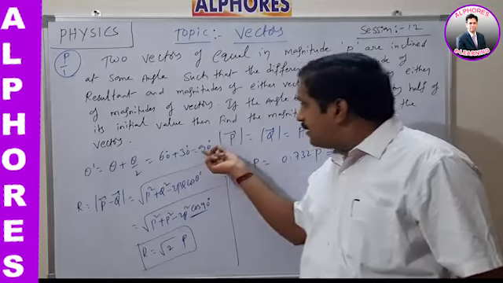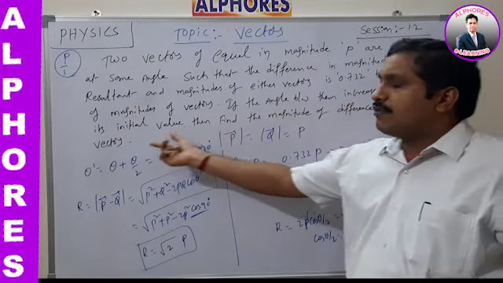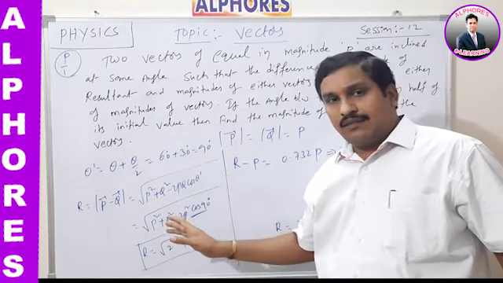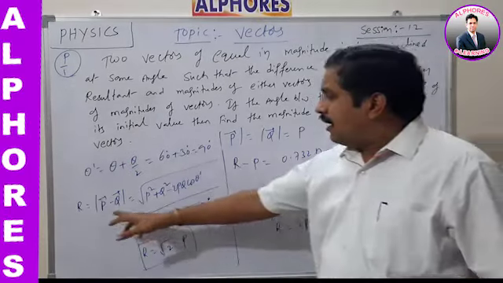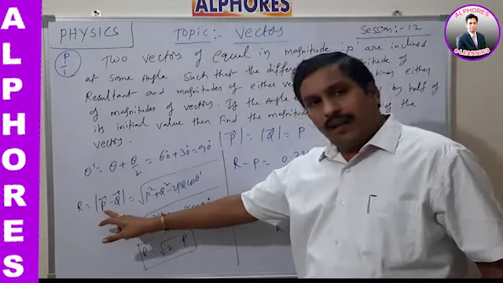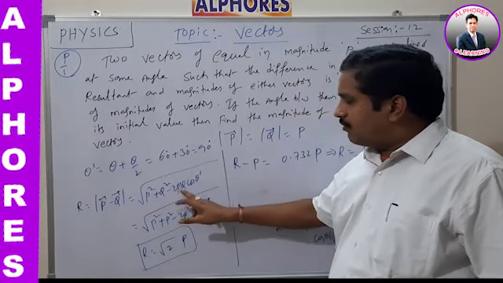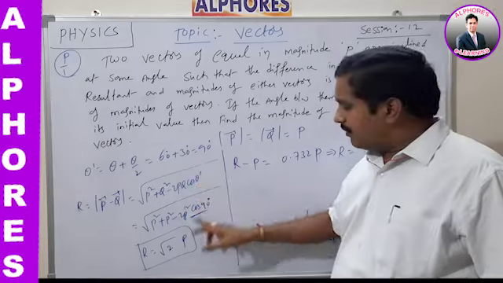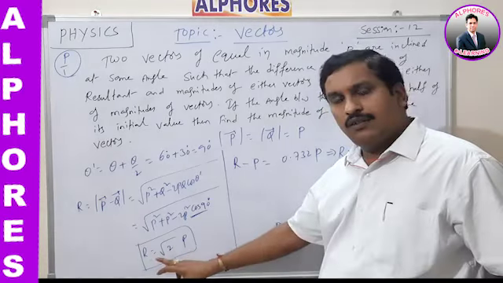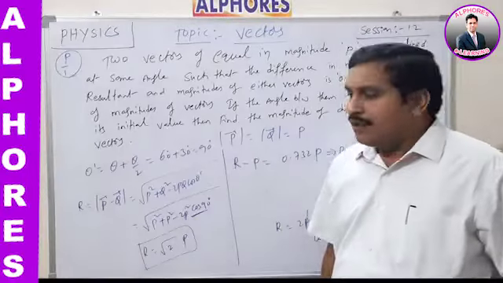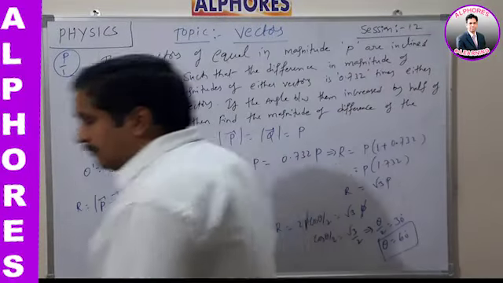Now, by using this condition, we have to find the magnitude of the difference of two vectors, not addition. That means R is equal to the magnitude of P bar minus Q bar, which as per the definition is root of P square plus Q square minus 2PQ cos theta dash. After manipulation you get root 2 into P. Okay, so this is the condition. It is a very important problem.